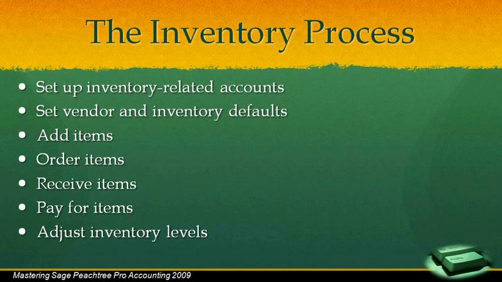The next step would be to set your vendor and inventory defaults. Setting defaults is usually going to be one of the first steps that you take in anything that you work with in Peachtree. This will ensure that you have consistency and that you don't have to reset the same things over and over every time you work with a new vendor or a new inventory item. Then the fun begins. Now you get to actually start adding items. If you are a product-based company, these of course will be the things that you sell. If you're a service-based company, you will need to add your services. So when I talk about items, I'm really talking about services as well as products.